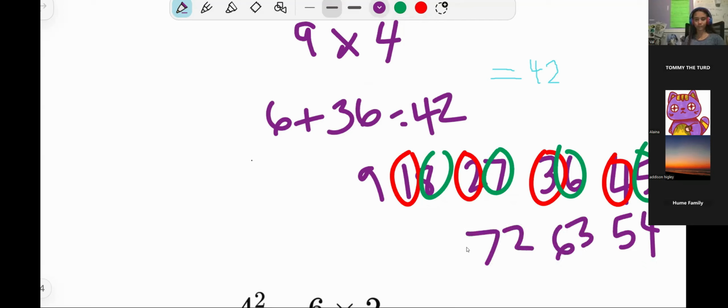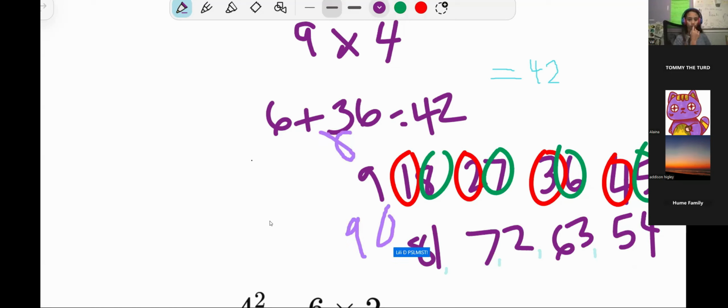63, 72, 81. These numbers are just opposites of the other ones. It's like a mirror. I think we just discovered the secret to the universe. And then 90, 09, and then oh yeah, 90 is the opposite. 0990.